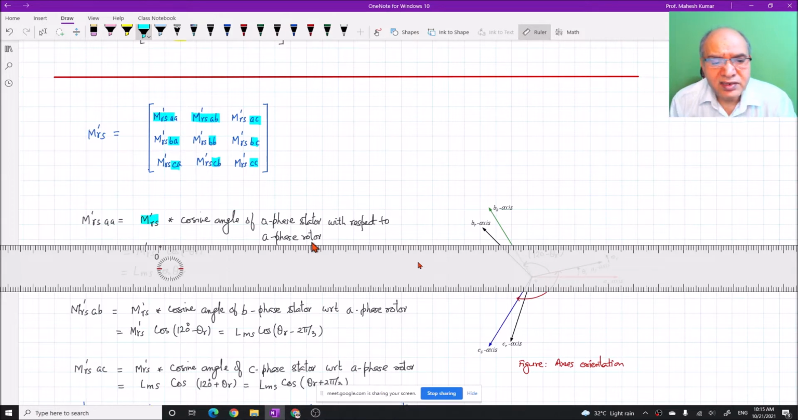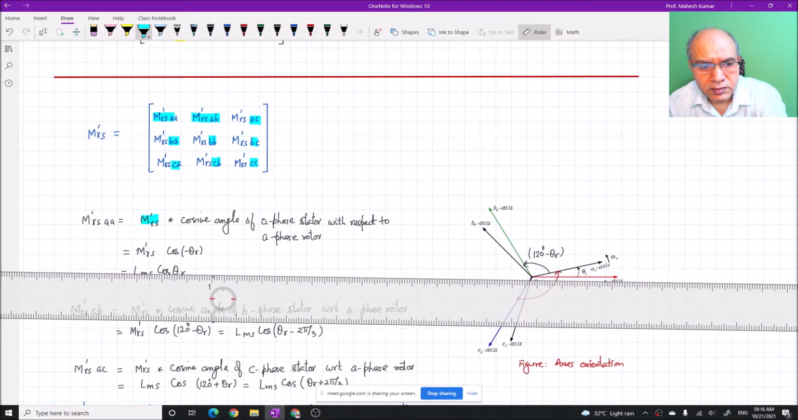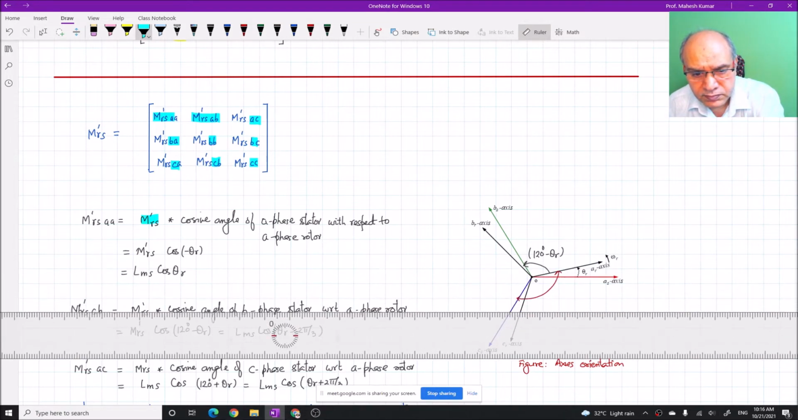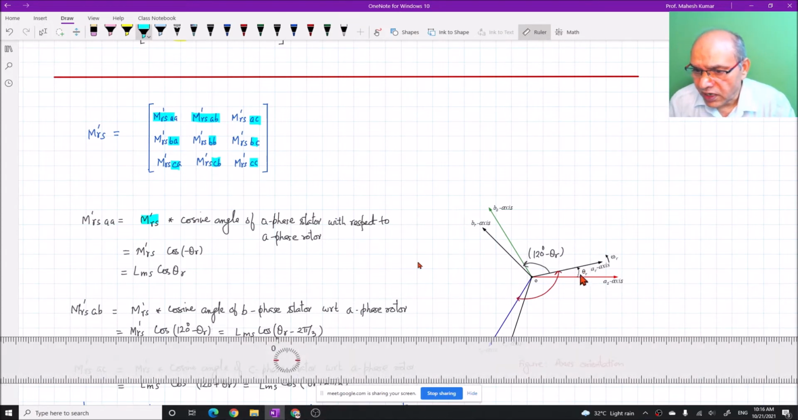So for the cosine of the angle, the direction doesn't matter because cos(-theta) is the same as cos(theta). So it's not important whether you measure from A phase rotor to A phase stator or from A phase stator to A phase rotor. Obviously it is cos theta r, as you can see from the diagram. This is theta r here. This is the AR axis, this is the AS axis, so the angle is theta r. Either you go this way or that way, it is always cos theta r.